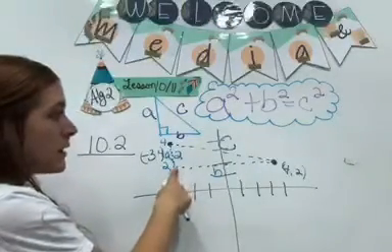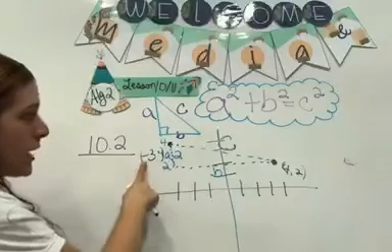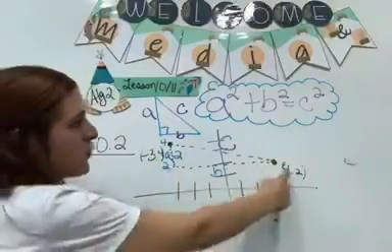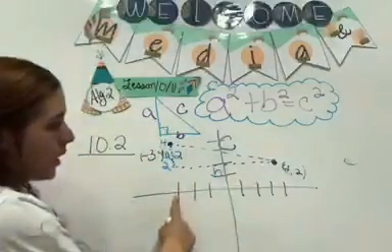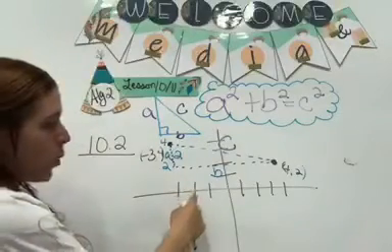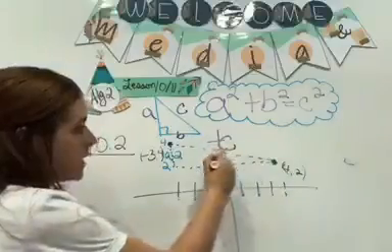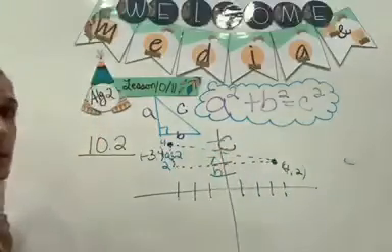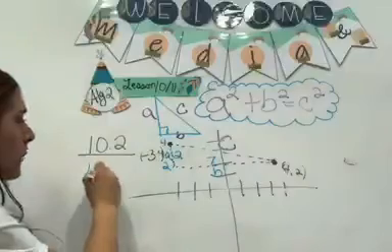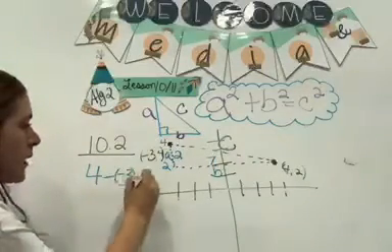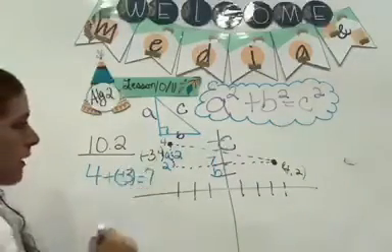Then to find the distance for B, well, I know this is negative 3, right? And this is 4. So let's count it down here. From negative 3 to 4 is going to be 1, 2, 3, 4, 5, 6, 7. So there you go, there's 7. An easy way to do that, by the way, is to go 4 minus a negative 3, which is going to be 4 plus 3, which is going to be 7, okay?